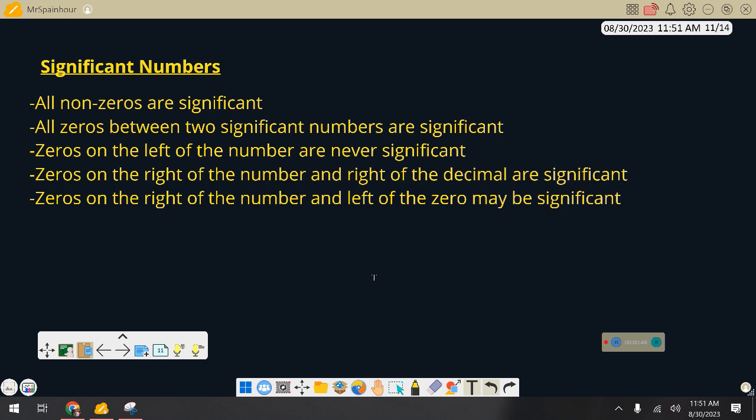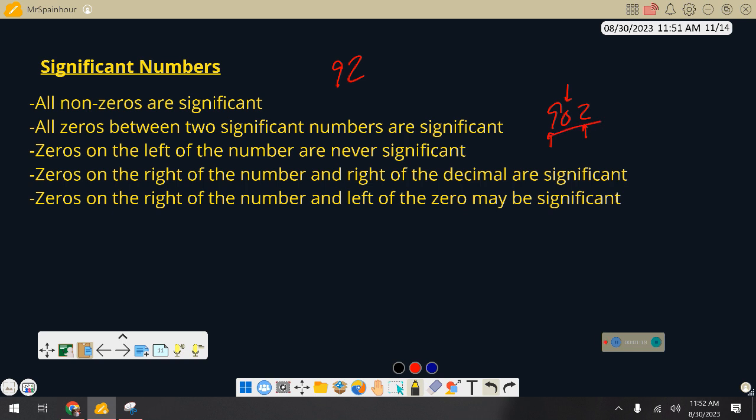Number one, all non-zeros are significant. So if you write 92, there are two significant numbers. Next, all zeros between two significant numbers are significant. So if I write 902, 9 and 2 are both significant, so the 0 in the middle is significant, and that has a total of 3. This presents an opportunity for a strategy: find the first one on the left, the second one on the right, and add everything in between.